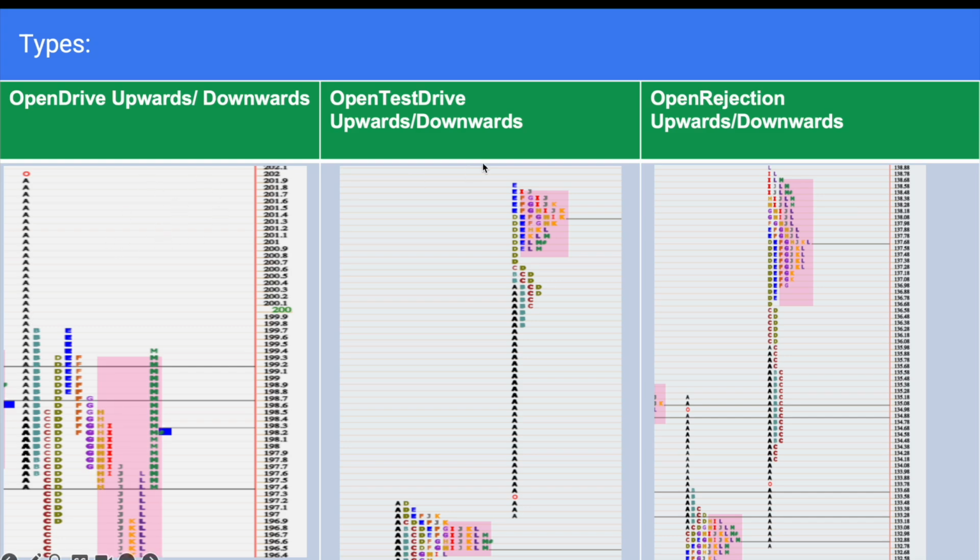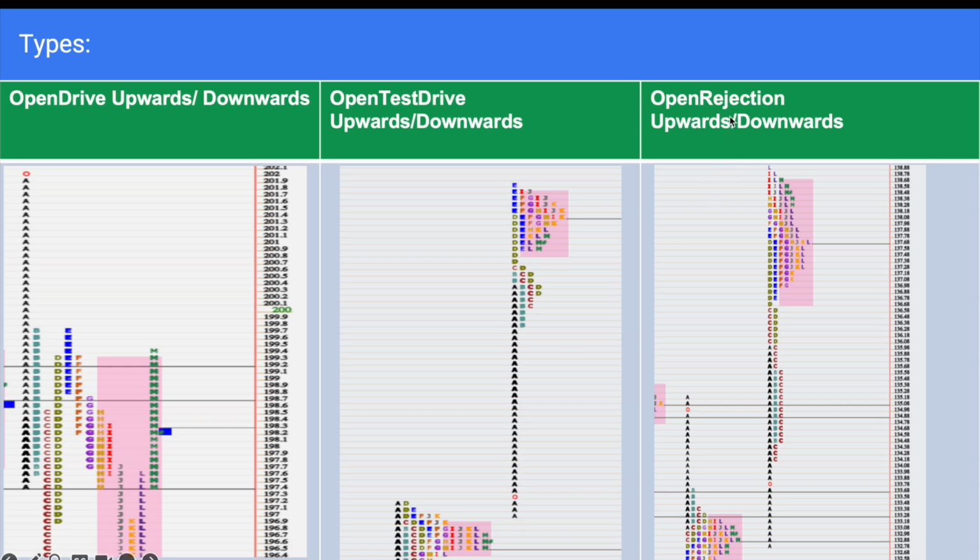Now there are three types of open drive. One is open drive upwards or downwards. This is the example of that. Now open test drive. In open test drive, you will see the market opens, but it will test some important point. In the market profile chart, this is the open drive, where you won't get any TPO above open. But in open test drive here, the market opens here, then it tests yesterday's value area high, and then it moves upward.